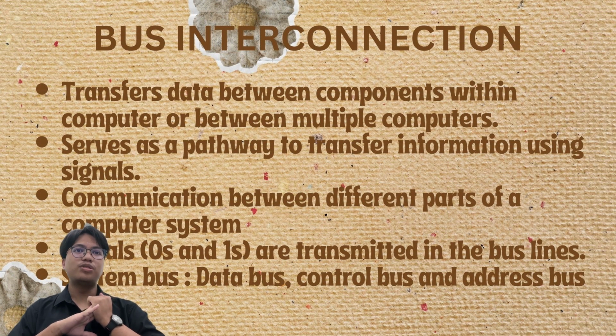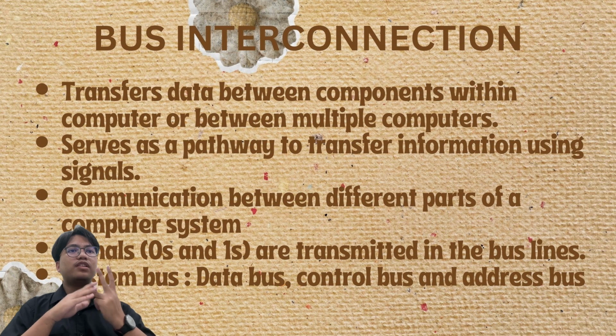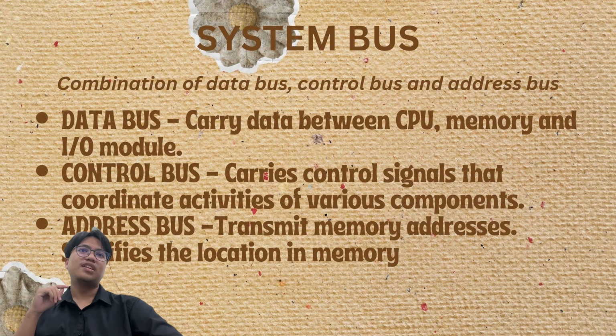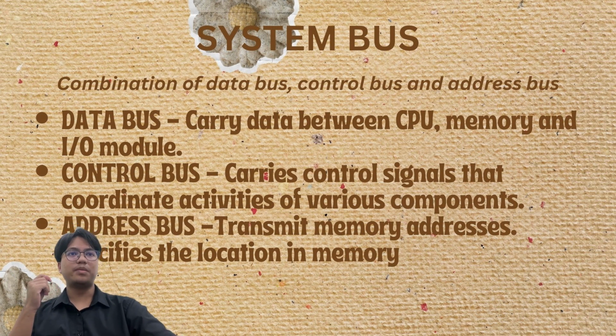Okay, so the information gets transferred using signals, which in this case use binary zeros and ones transmitted in the bus lines. And then the system bus. So the system bus consists of data bus, control bus, and address bus. Okay, so the system bus is a combination of data bus, control bus, and address bus. Okay, data bus, what does it mean? Data bus is the carrying of data between 3 components, which are the CPU, memory, and I/O module.